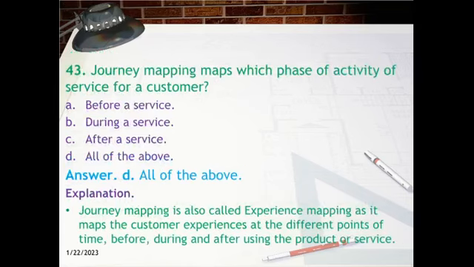43. Journey mapping maps which phase of activity of service for a customer? Before a service, during a service, after a service, all of the above. Answer: D. All of the above. Explanation: Journey mapping is also called experience mapping as it maps the customer experiences at the different points of time, before, during and after using the product or service.